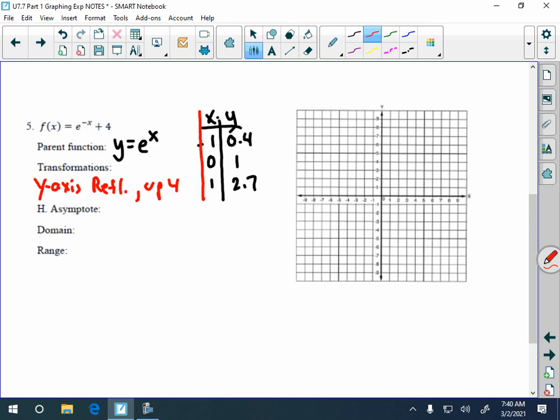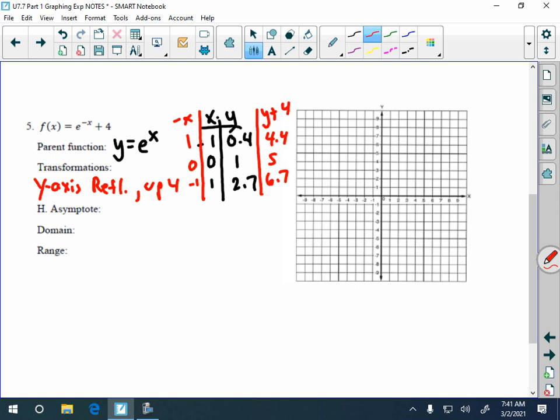All the x values, we can multiply by negative 1 or divide by negative 1. That's the same thing. Multiplying by negative 1 or doing the opposite, which would be divide by negative 1, is going to result in the same answer. So just say negative x. And then up 4, so we're going to add 4. All right, so negative 1 goes in for x. That's going to be positive 1, 0, and then negative 1. And then 0.4 plus 4 is 4.4. 1 plus 4 is 5. 2.7 plus 4 is 6.7.